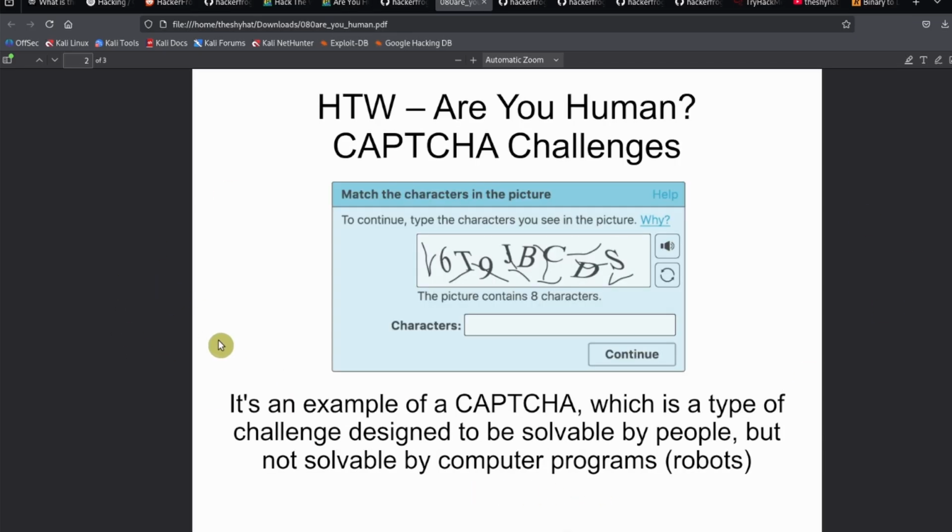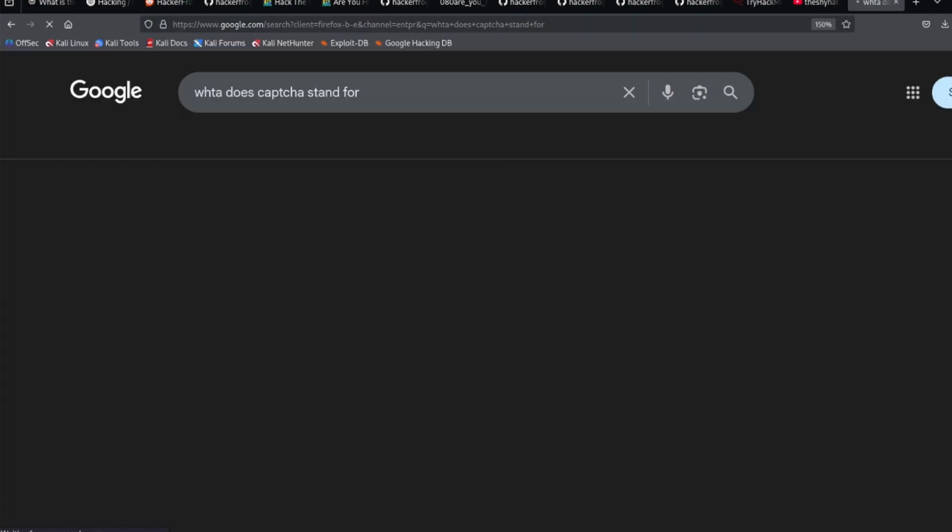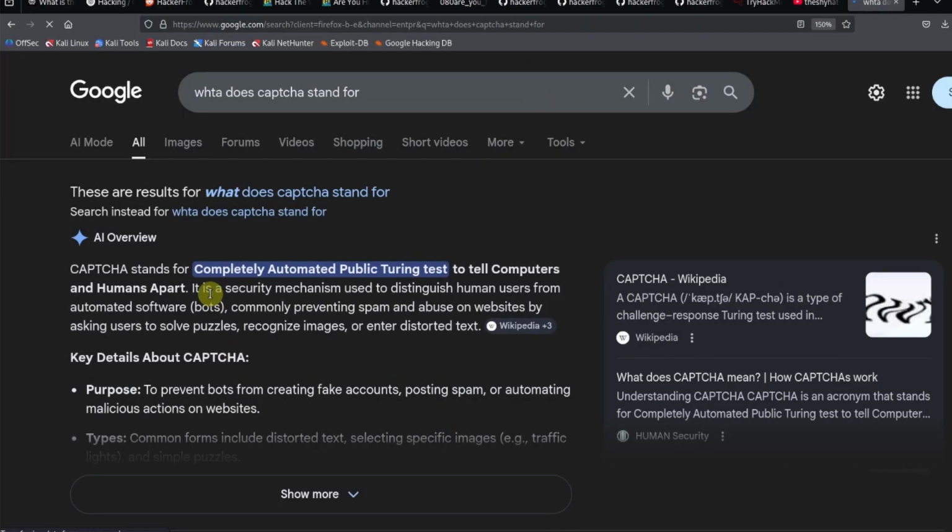So this is an example of a CAPTCHA. So CAPTCHA, what does it stand for? Let me look it up real quick. What does CAPTCHA stand for? So CAPTCHA stands for Completely Automated Public Turing Test, to tell computers and humans apart. And this is the type of challenge you might see on websites to quote unquote prove that you're a human.